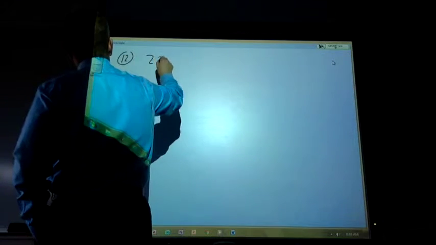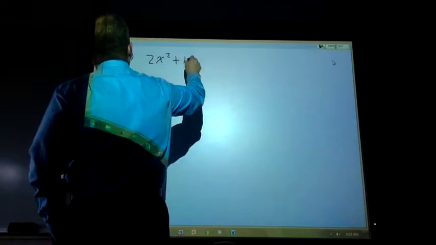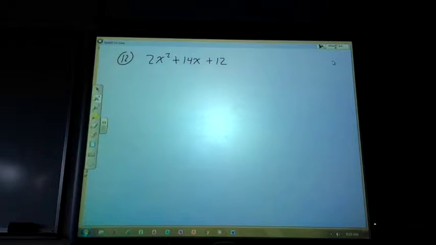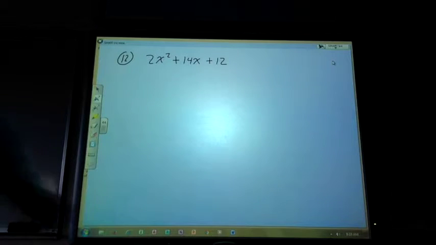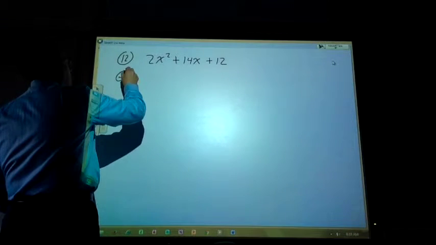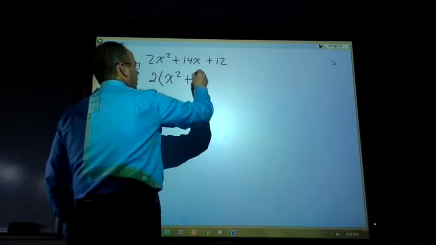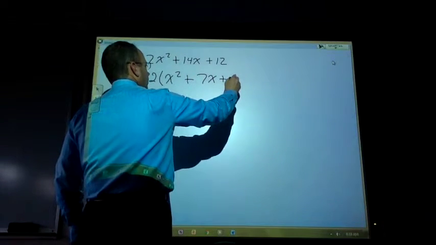2x squared plus 14x plus 12. Okay. Item 1, do all 3 terms have x? No. Do all 3 terms have a number that will go into 2, 14, and 12? Yeah, what number? 2. So we have a greatest common factor. This one has a greatest common factor. 2 factors out, that leaves me x squared plus 7x plus 6.